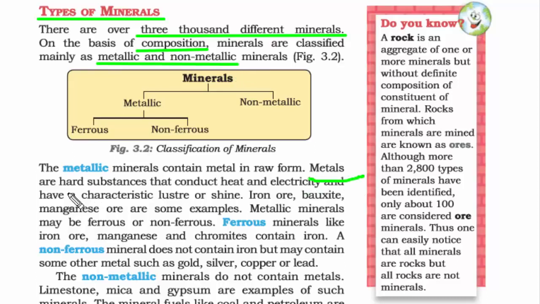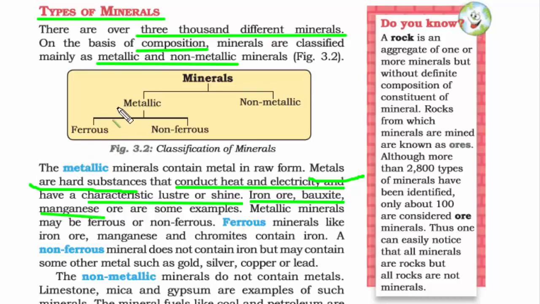Metals, as we know, are hard substances. They are also very good conductors of heat and electricity. That's why we use metallic utensils to cook food, because metal is a good conductor of heat, and we use copper wires for transferring electricity. Metals also have a characteristic luster or shine. Some examples of metals are iron ore, bauxite, and manganese.